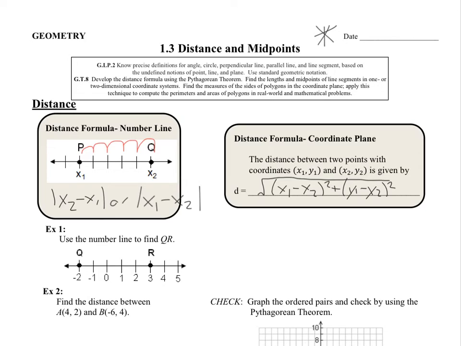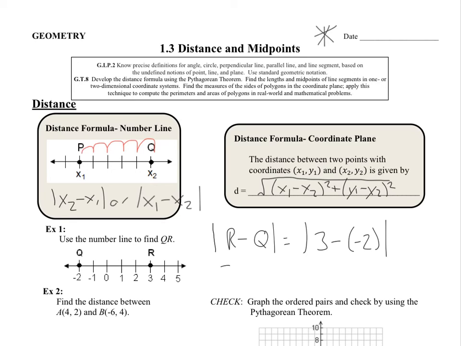Now, we know that Q is -2 and R is at 3. So remember, what it tells us to do in the distance formula for the number line is to take the difference of the two and then take the absolute value. So what we're going to do is we're going to take the absolute value of R minus Q. Now in this problem, R is 3 and Q is -2. So we are doing 3 minus -2.